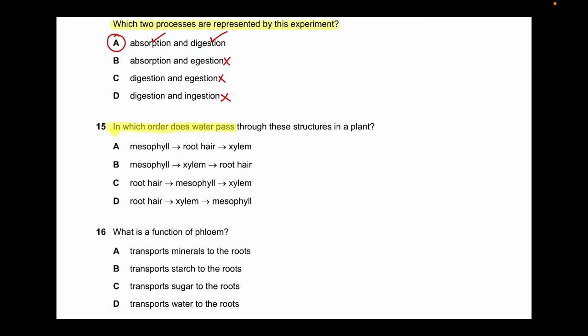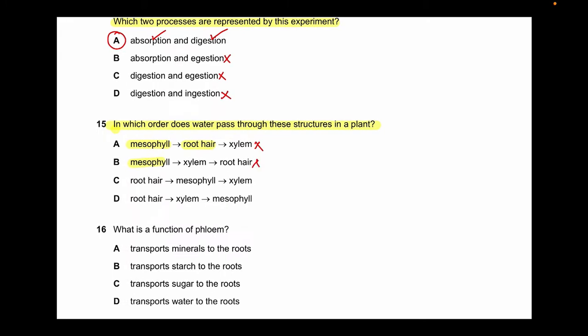In which order does water pass through these structures in a plant? So water moves from mesophyll into root hair. Well, this is wrong. Water moves from mesophyll. Again, this is wrong. Water will move from the root hair into the xylem and then into the mesophyll. So option D is correct.